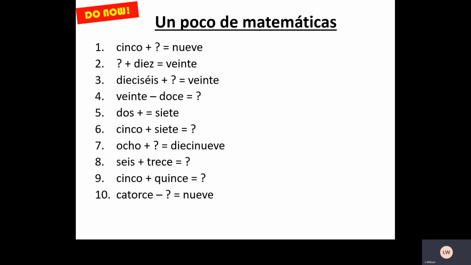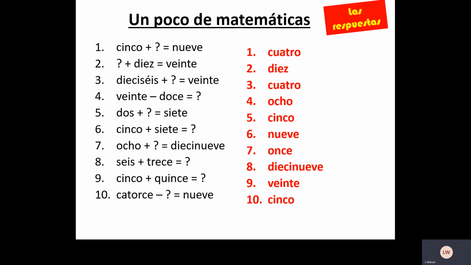Número 8, 6 más 13 son 19. 8 es 19. 9, 5 más 15 son 20. Número 9 es 20. Número 10, 14 menos 5 son 9. La respuesta es 5. Okay, here we go then with those answers written down so you can do a quick check before we move on.